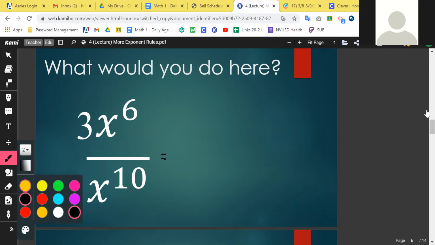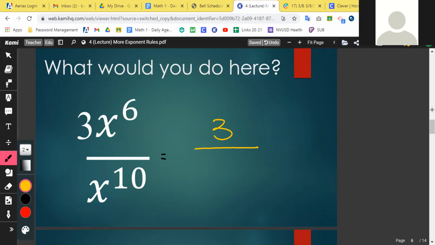Okay, so the 3 is a regular number. It's going to stay where it's at. It's going to stay on top of the numerator. But in the bottom, in the denominator, we're going to keep our x's there, and we're just going to subtract there. So 10 minus 6, always subtracting from the bigger exponent. And our final answer is going to be 3 on top and x to the 4th in the denominator.